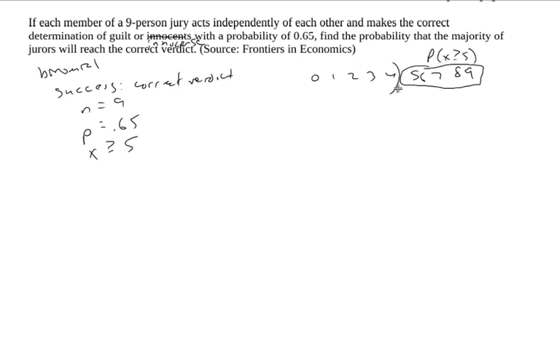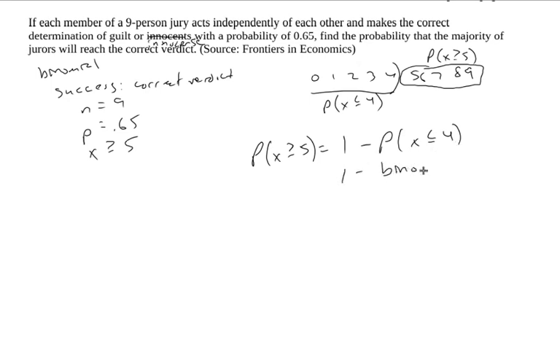The complementary event here is going to be the probability that x is less than or equal to 4. Again, I care about the complementary event here because I want to get the stuff to the left, because that's where my binomial CDF comes in handy. So the probability that x is greater than or equal to 5 is equal to 1 minus the probability that x is less than or equal to 4. And this probability that x is less than or equal to 4, that's the thing I can use the binomial CDF for.